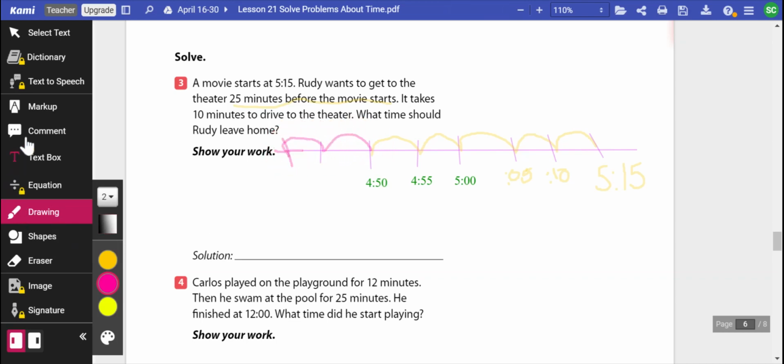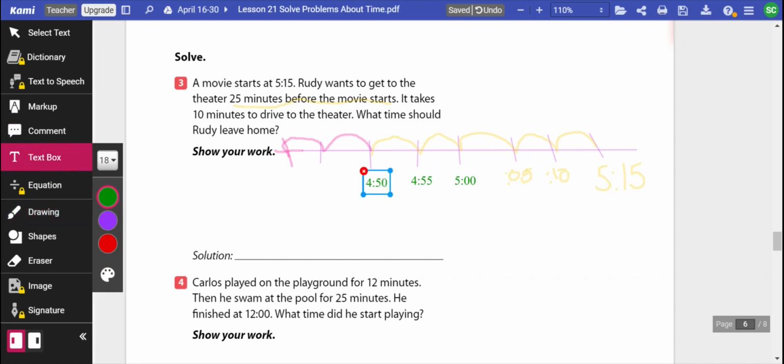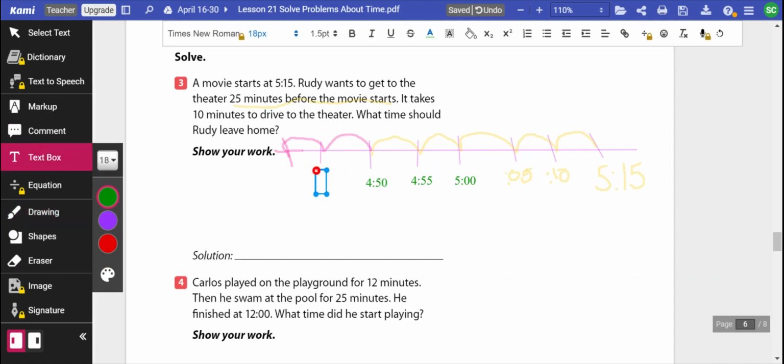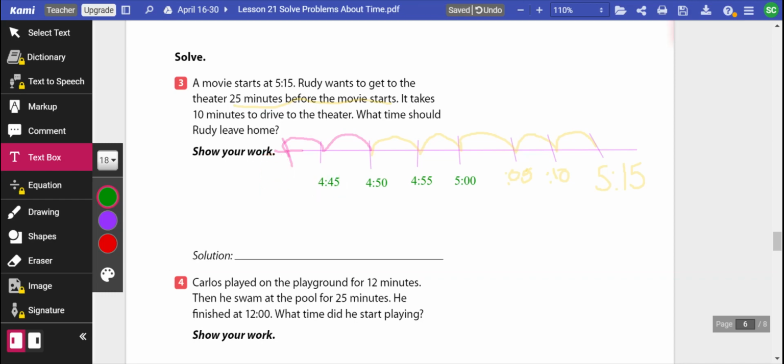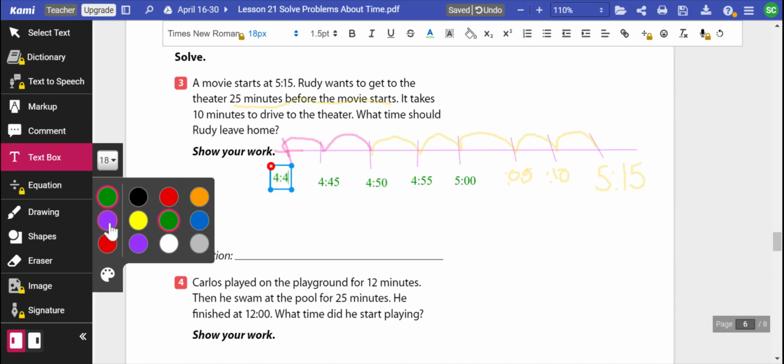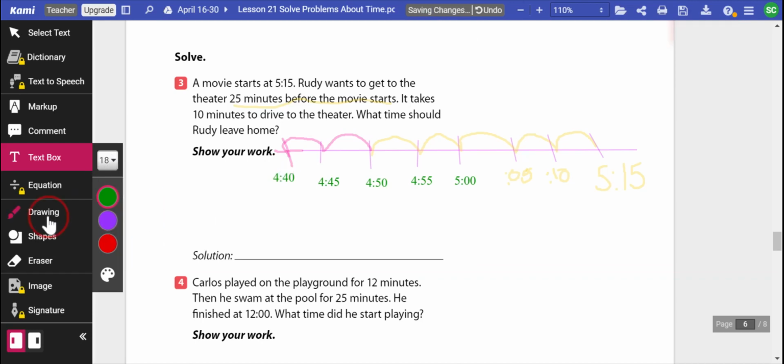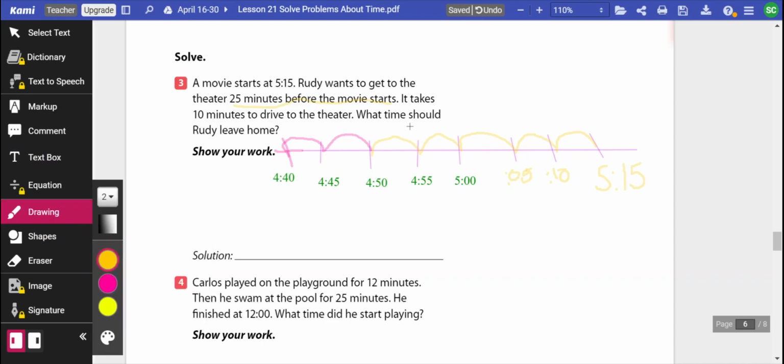5:10. So now let's figure out what time that would be. So this was 4:50. So 5 minutes before 4:50 would be 4:45. And then 5 minutes before that would be 4:40. So when I look at this whole section goes with this 25 minutes before. And this whole section shows the 10 minutes that he drives. So what time should he leave home? Well, if he wants to be there at 5:15, he needs to leave home at 4:40.